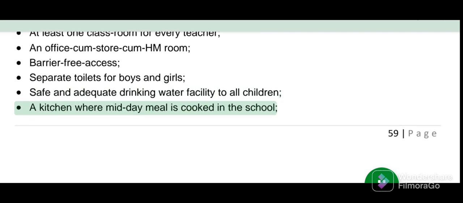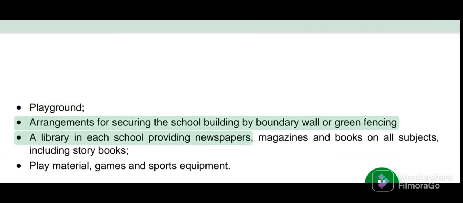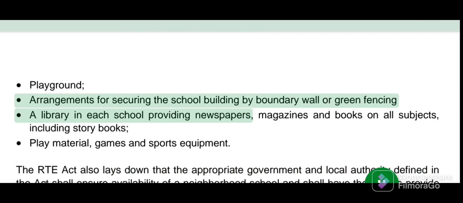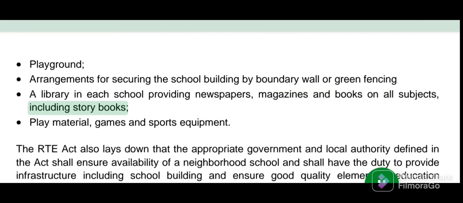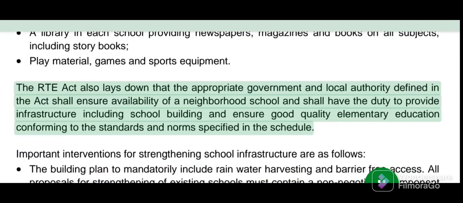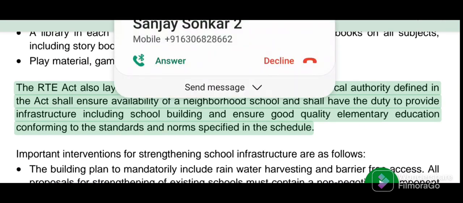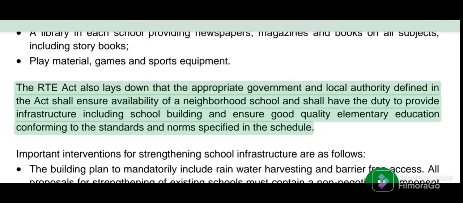a kitchen where midday meal is cooked in the school, playground, arrangements for securing the school building by boundary wall or green fencing, a library in each school providing newspapers, magazines and books on all subjects, including story books, play material, games and sports equipment. The RTE Act also lays down that the appropriate government and local authority defined in the Act shall ensure availability of a neighborhood school and shall have the duty to provide infrastructure including school building and ensure good quality elementary education conforming to the standards and norms specified in the schedule.